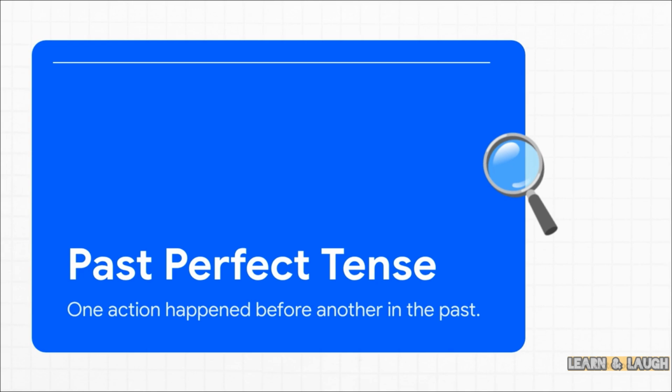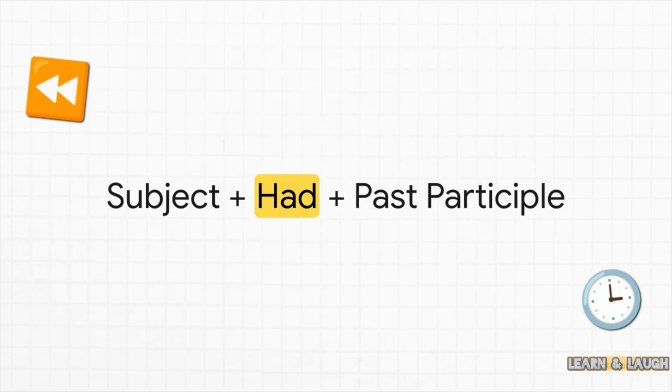It's used when one action happened before another action in the past. It's basically a tool that helps us pinpoint exactly which of two events occurred first. The structure for this one is actually quite elegant. We use our subject, plus the vital helper word had, followed by the past participle of our verb.